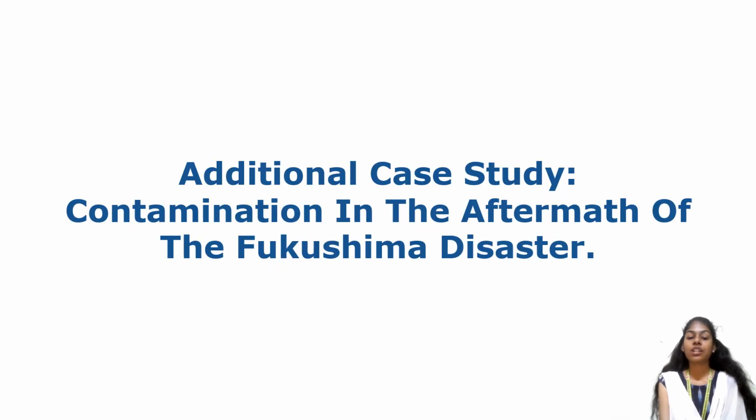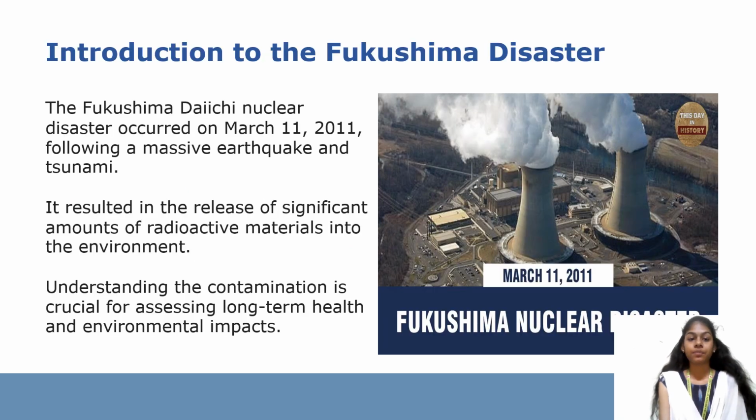The additional case study of contamination in the aftermath of the Fukushima disaster. Introduction to the Fukushima disaster. The Fukushima Daiichi nuclear disaster occurred on March 11, 2011, following a massive earthquake and tsunami. It resulted in the release of a significant amount of radioactive materials into the environment. Understanding the contamination is crucial for assessing long-term health and environmental impacts.